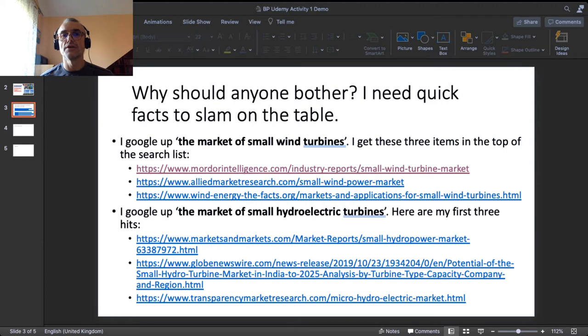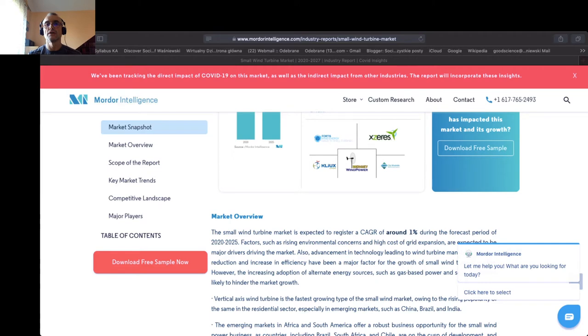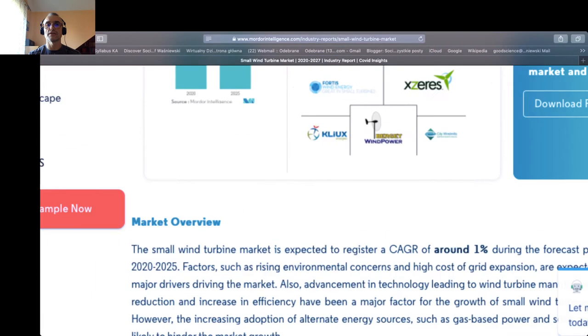Here I googled the market of small wind turbines and I googled the market of small hydroelectric turbines, and each time, under that general bullet point, you have smaller bullet points with internet addresses, which were my first three hits yielded by Google in each of those searches. And here you can see that the first link on this list has been clicked. I clicked it. So, Mordor Intelligence. I quickly go into the scene in that presentation where I went to that internet address. I will magnify it and show you what I can have from it.